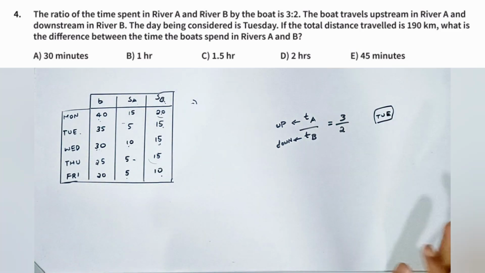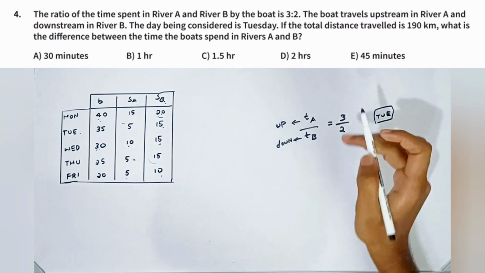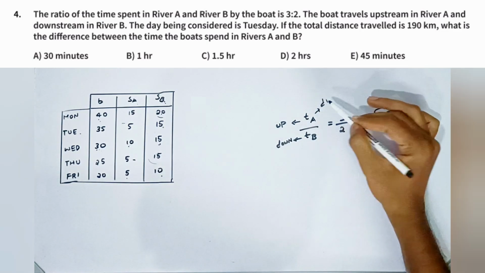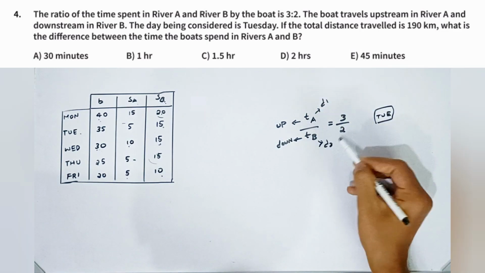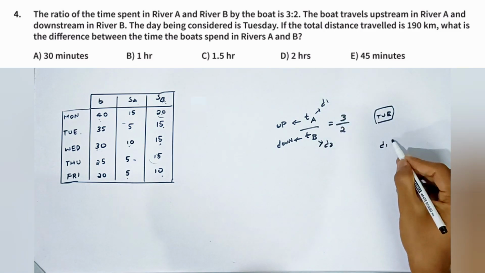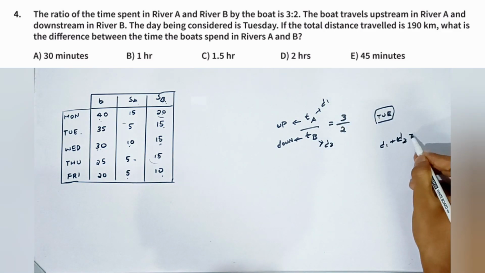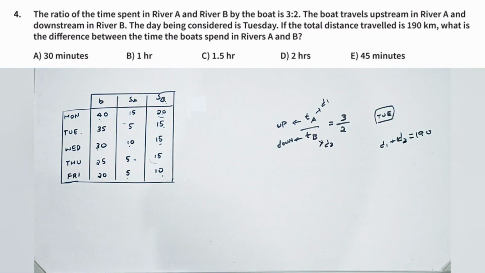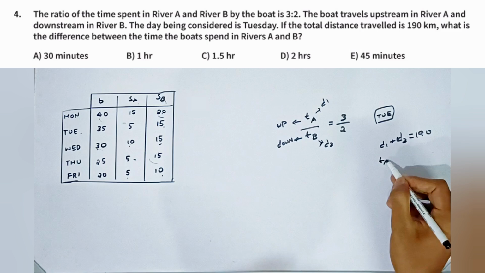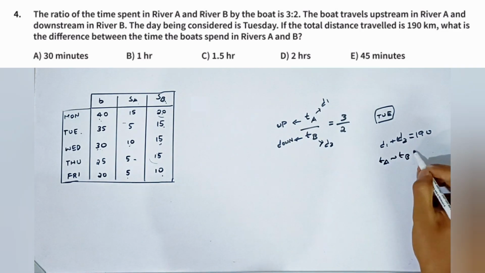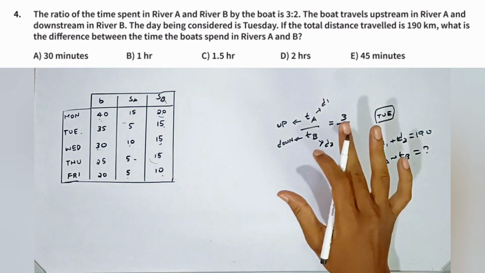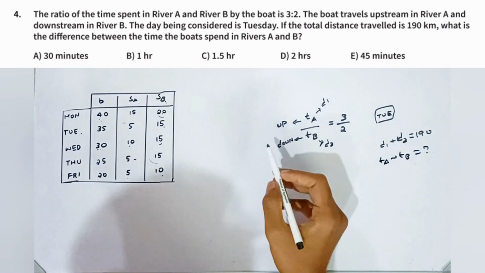If the total distance traveled, which means here the distance is different, here it is D1, here it is D2, the total distance, D1 plus D2, is nothing but 190. It is given like that. And we have to calculate the difference between the time the boat spent in river A and B, which is TA minus TB. How can we calculate? We can easily calculate. Let us solve the problem.